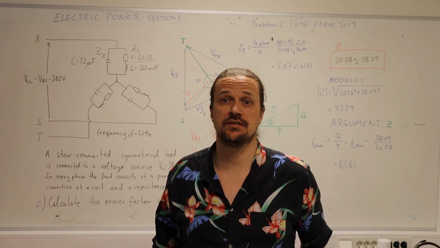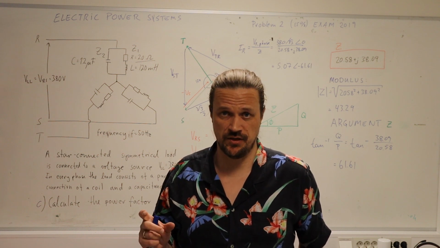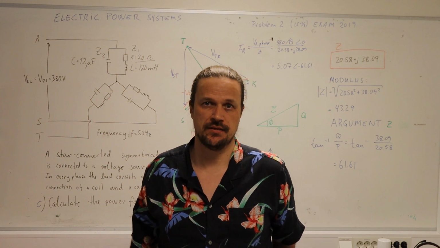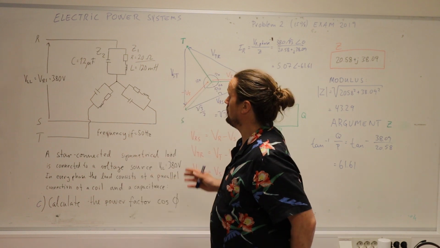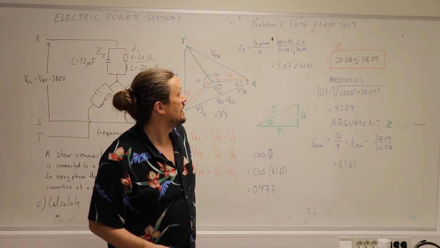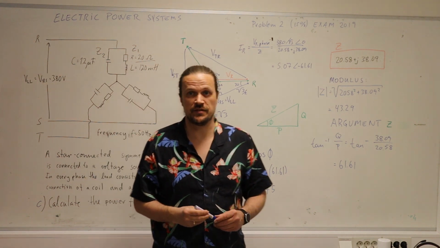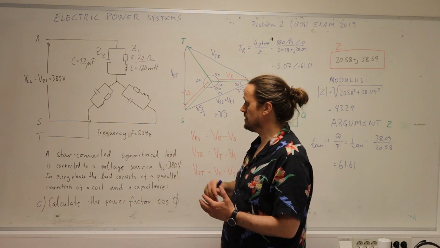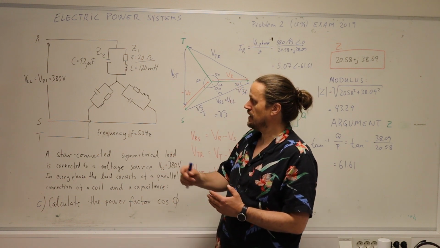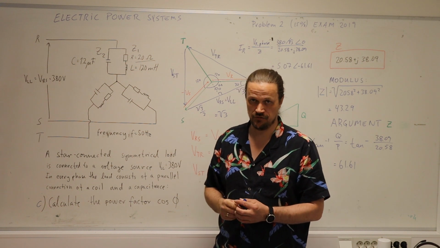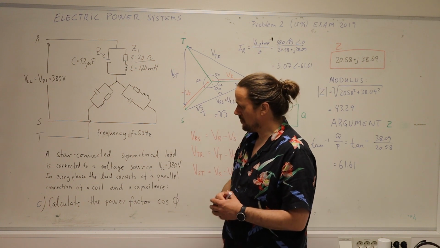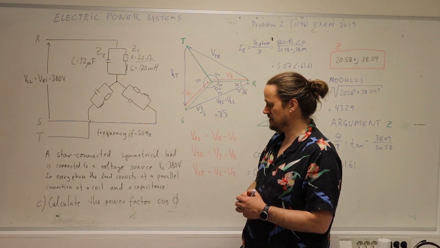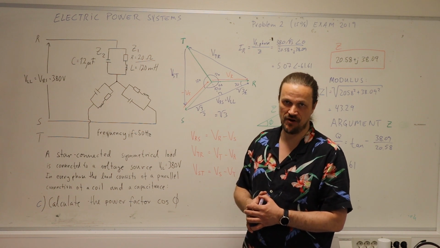Hello, so this is Electric Power Systems and we are looking into an exam from 2019 and this is problem 2 from that exam, and it's counting overall 15%. What we are looking into is a star connected symmetrical load that is connected to a line-to-line voltage source. And we have come to question C, which is to calculate the power factor cosine phi.